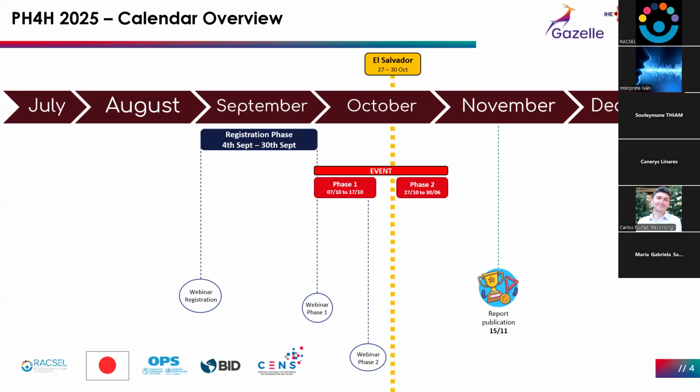So this is our second webinar, and we have another webinar to show you the test plan for phase two, the one we will execute at El Salvador, maybe in 10 days or something like this, I think. But it's before we travel to El Salvador. After El Salvador, the report will be published around mid-November.